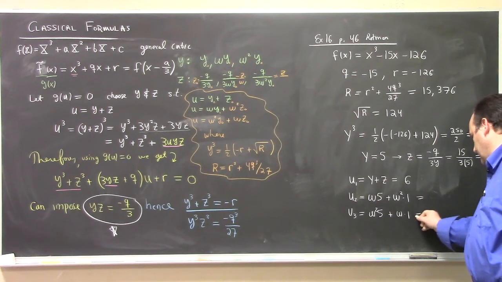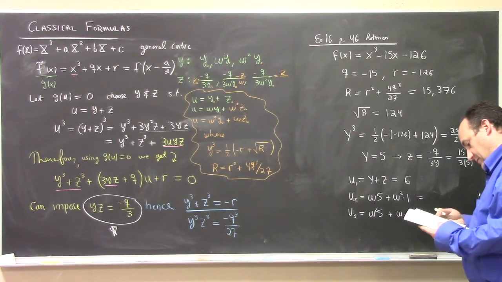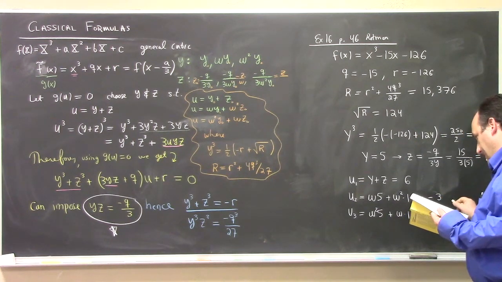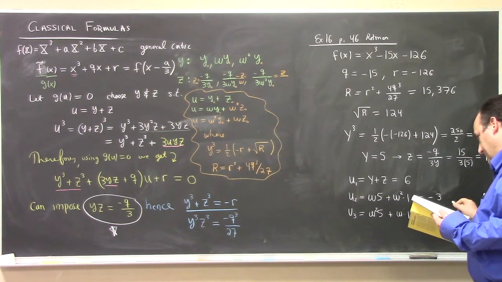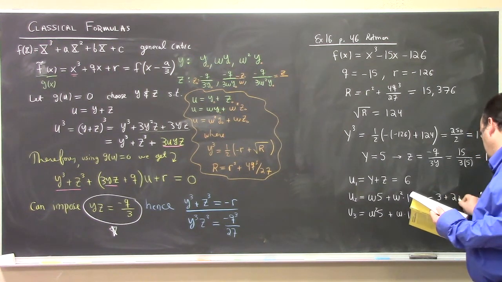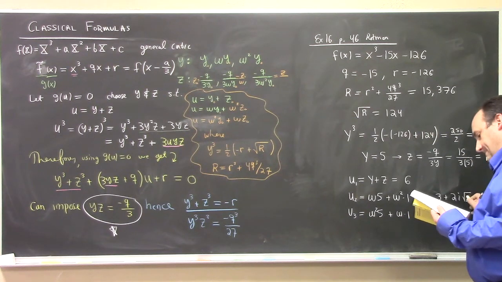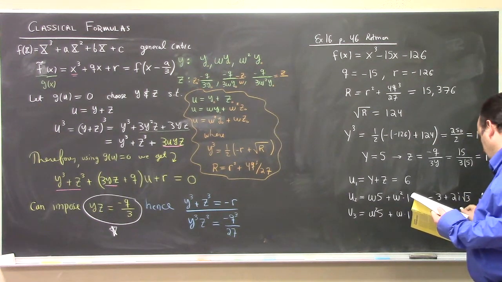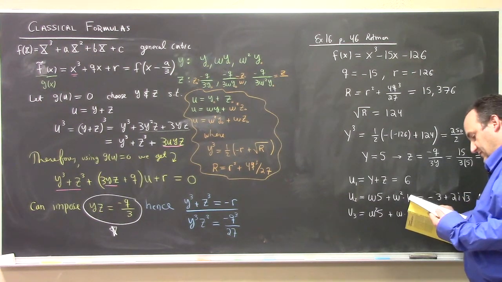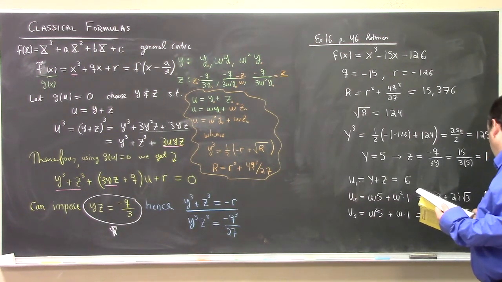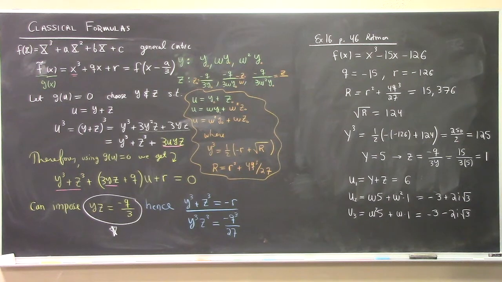And those work out to minus 3 plus 2i root 3 or minus 3 minus 2i root 3. Of course, they had to come in a conjugate pair because this is a real polynomial.